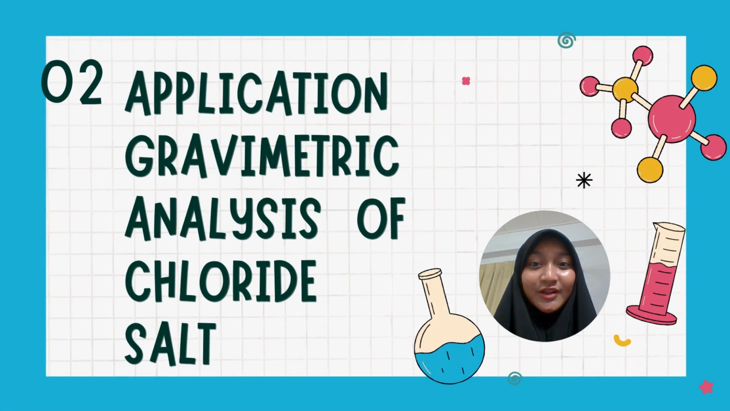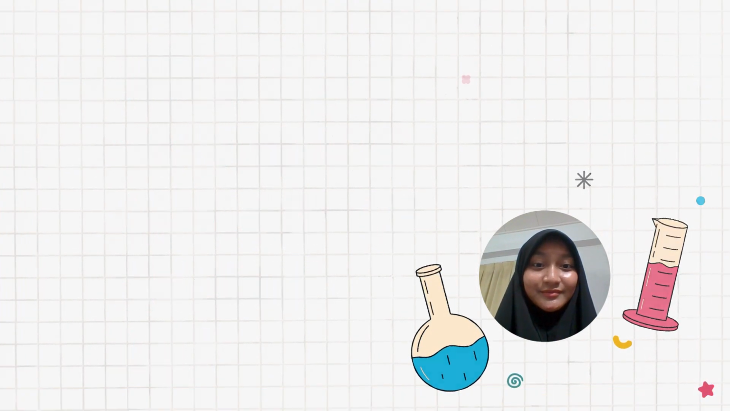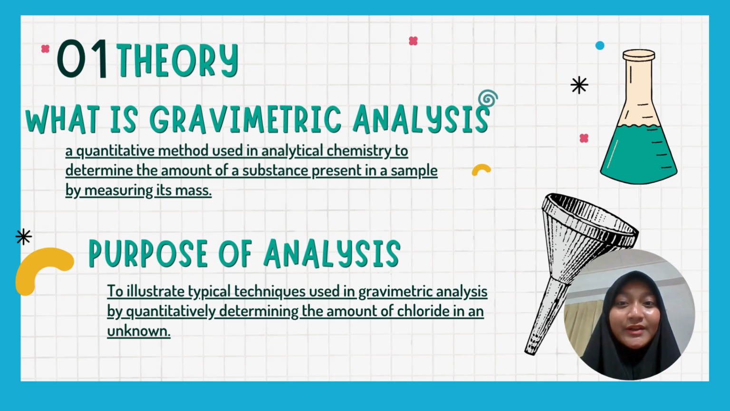Next, I'm going to talk about the application of gravimetric analysis of chloride salt. So the first one is theory. What is gravimetric analysis? It is a quantitative method used in analytical chemistry to determine the amount of substance present in a sample by measuring its mass. So what is the purpose of this analysis? It is to illustrate typical techniques used in gravimetric analysis by quantitatively determining the amount of chloride in an unknown.